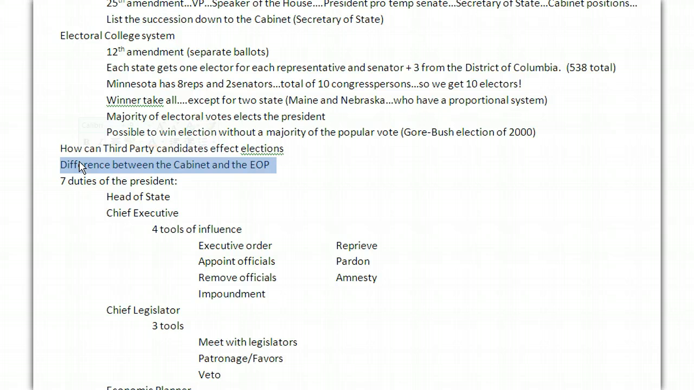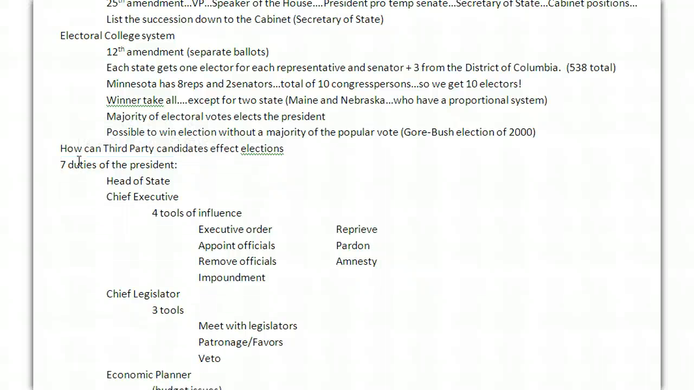The cabinet is the secretaries. The executive office of the president are support roles like the councils and the advisors. The 7 duties of the president: we talked about head of state, which is different, as he welcomes dignitaries or goes out to see other countries. He just represents the figurehead or leader of our country.